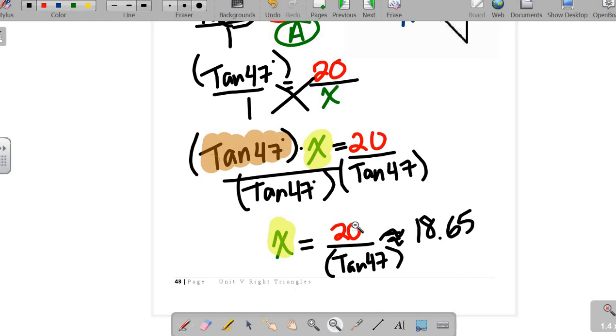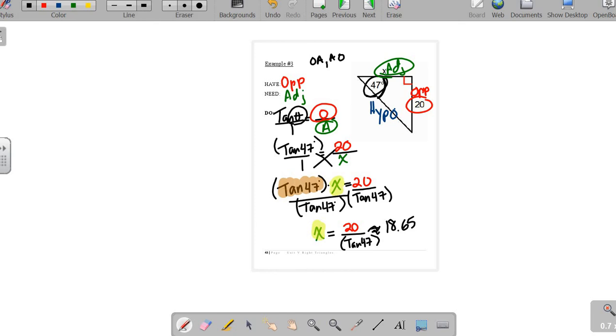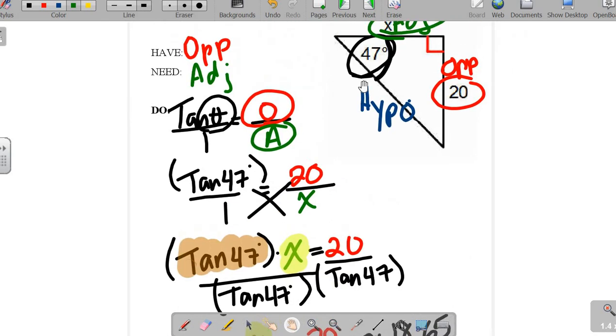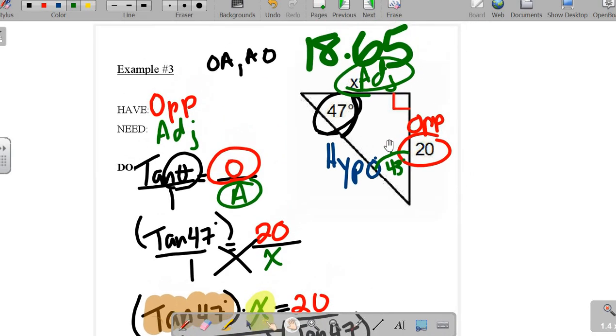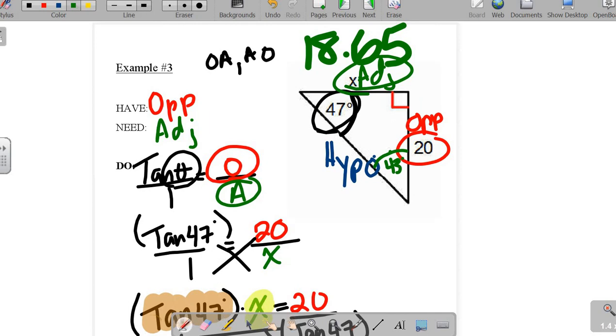If you come up here, 18.65. And here's a way to check, just mentally. If that's 47, we know that this angle here has to be 43, right? So smaller angle, shorter side, 18.65. Larger angle, 47, longer side, 20. Do you see how the angles and the sides correspond to each other?